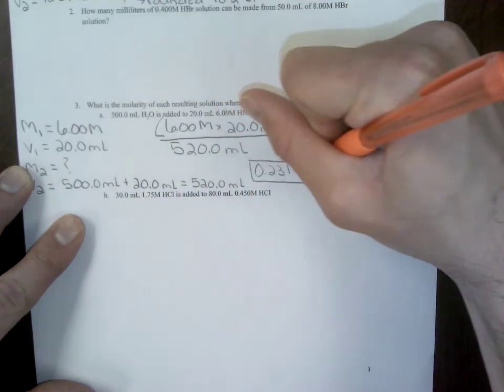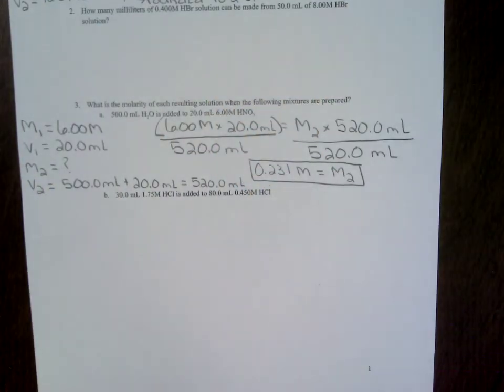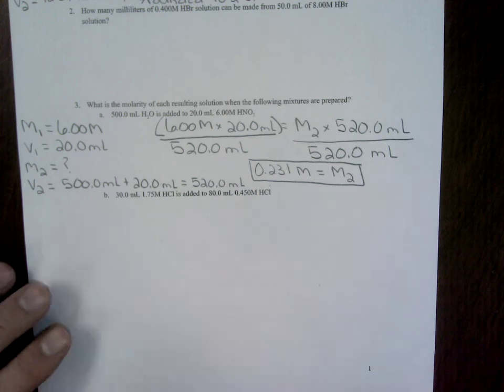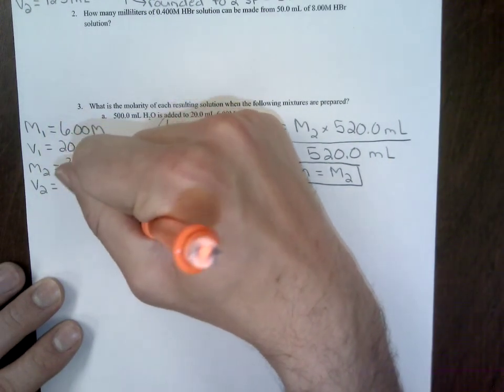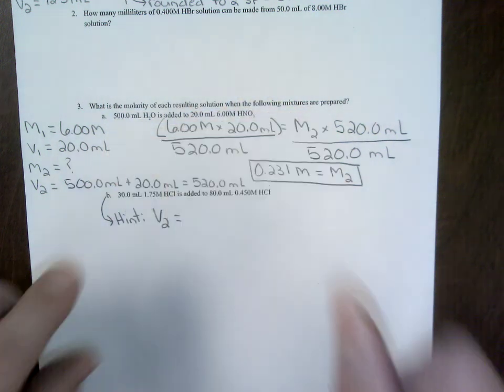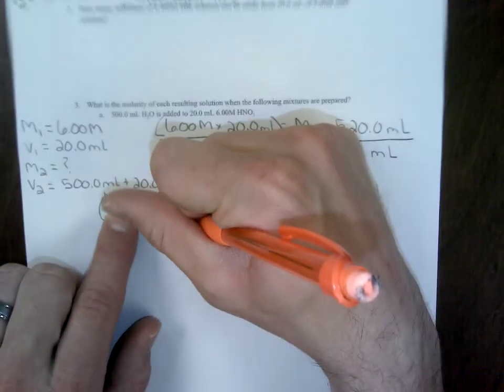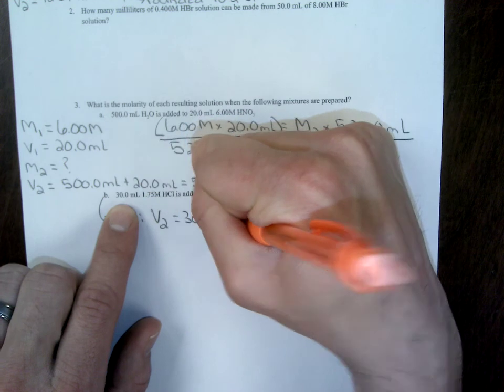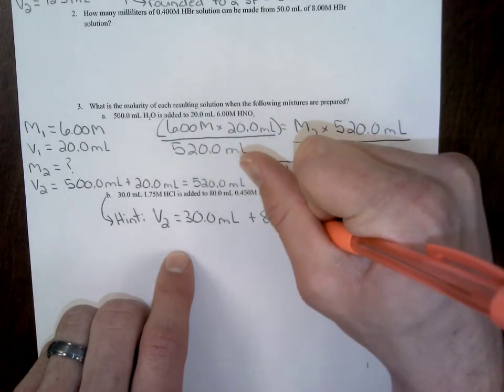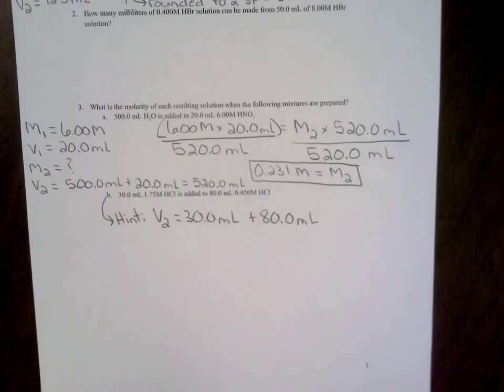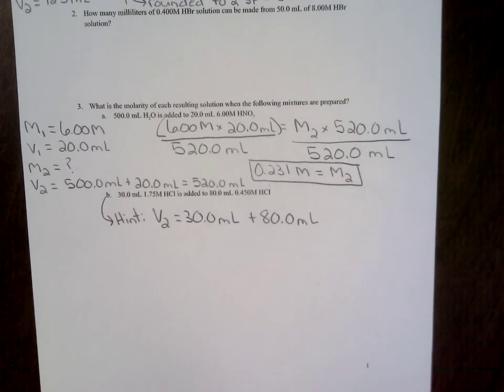Now, again, these are a little tricky on number 3, so I want to give you a hint. I'm not going to do 3B for you. For your V2, it is equal to what you originally start with, 30 milliliters, plus what you add to it, so plus 80. Now again, I'm not going to add that together. I'm not going to do that for you, but I did want to give you that hint to help you out with this particular problem. All right. All the others, problems 2, 3B, 4, and 5, you need to do on your own.